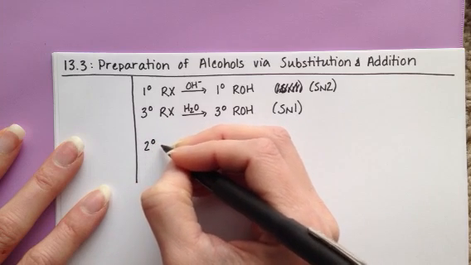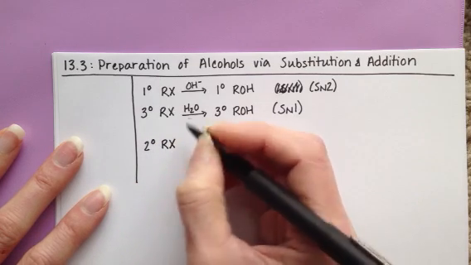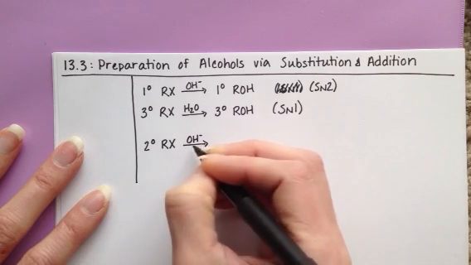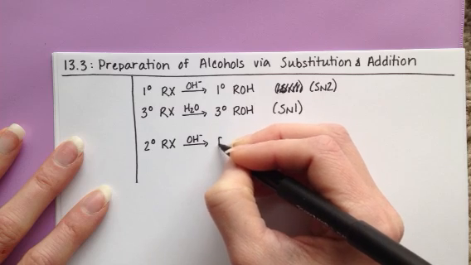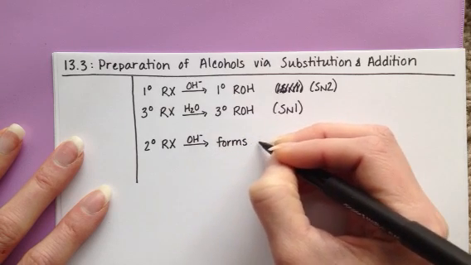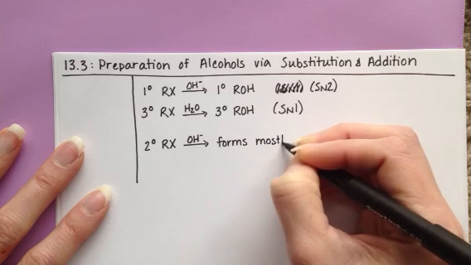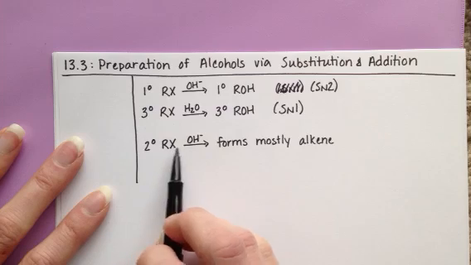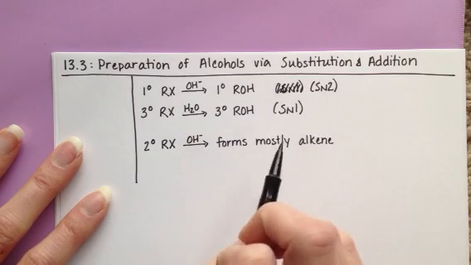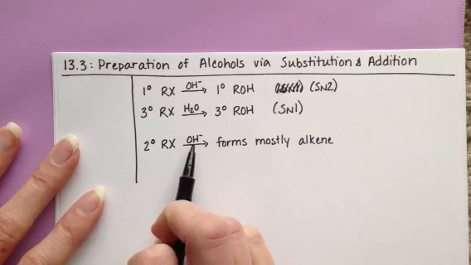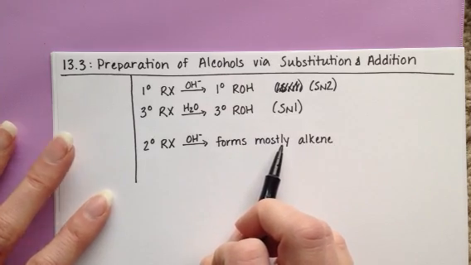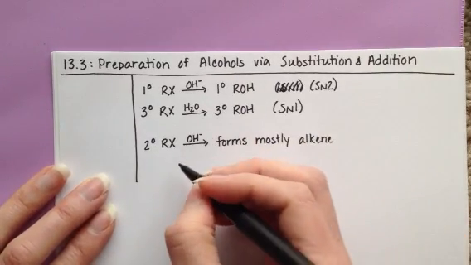Secondary alkyl halides usually are not useful for producing secondary alcohols. If you try to do an SN2 reaction with a secondary alkyl halide by reacting it with hydroxide ion, you're going to mostly form the alkene, not an alcohol. Remember that with secondary alkyl halides, we have competition between SN2 and E2 and SN1 and E1. With a strong nucleophile like hydroxide, we're going to have competition between an SN2 and an E2 reaction. And with a secondary alkyl halide, the E2 reaction is going to win. Most of your product is going to be an alkene. You're going to get very little alcohol.